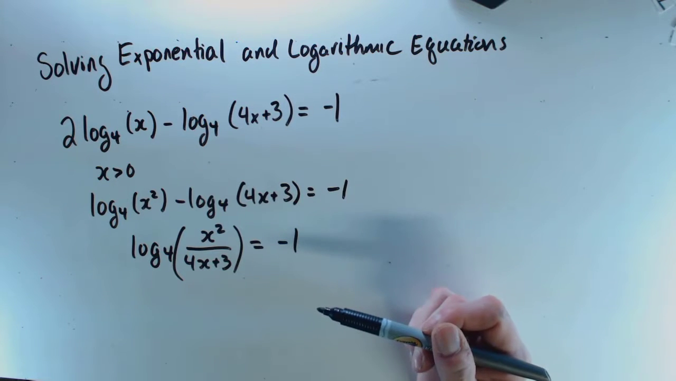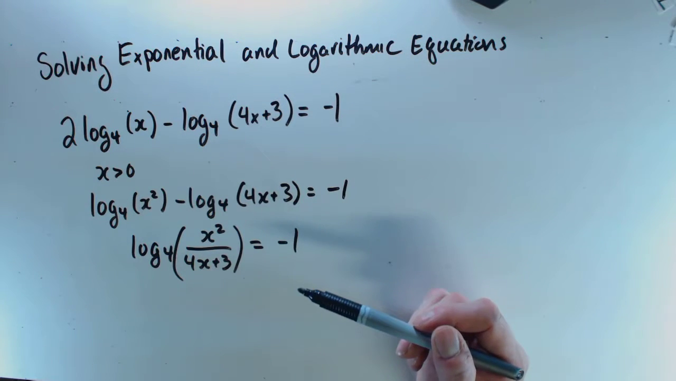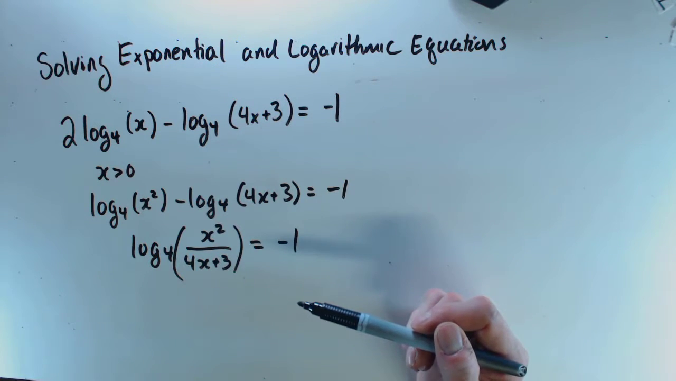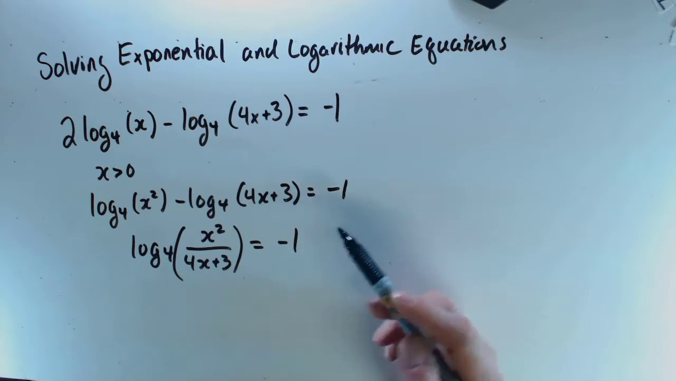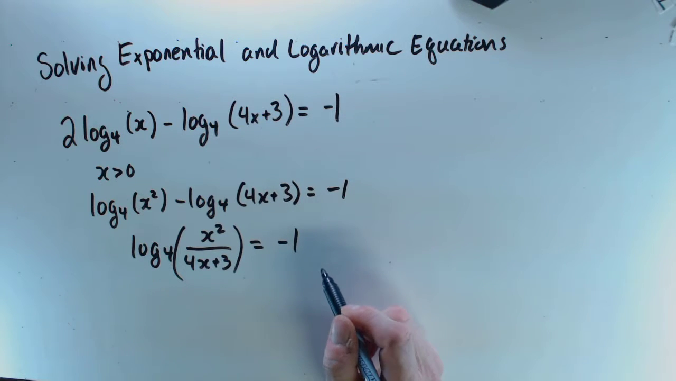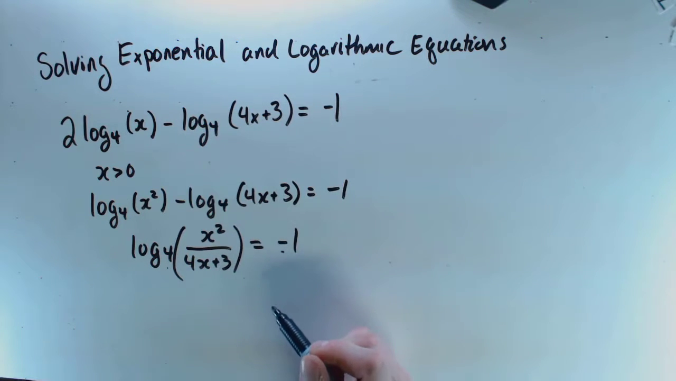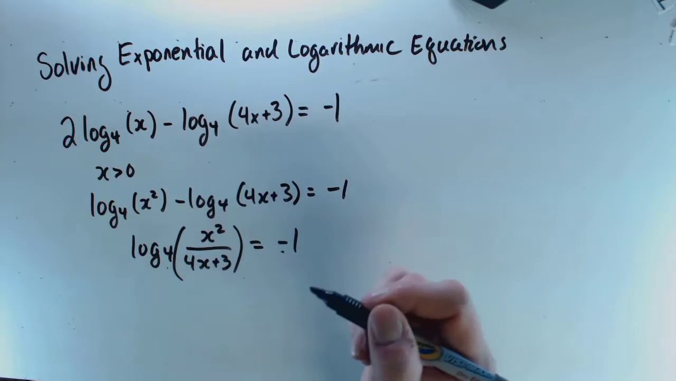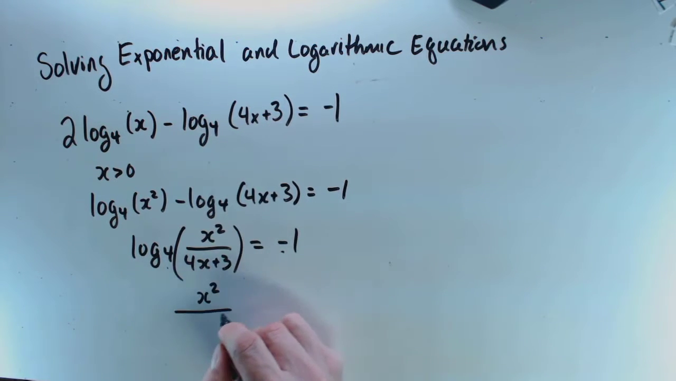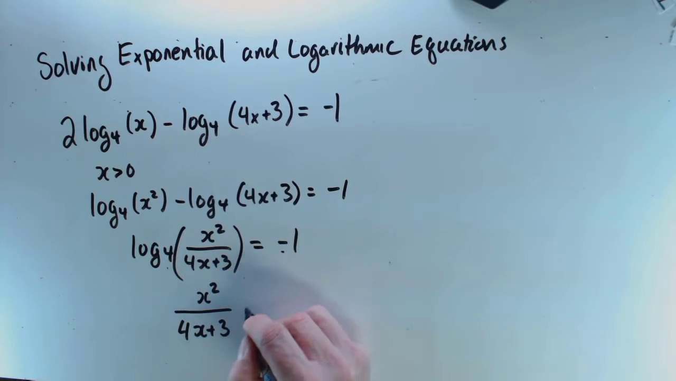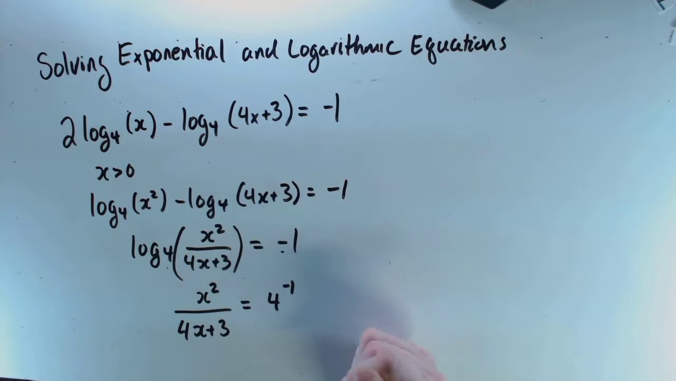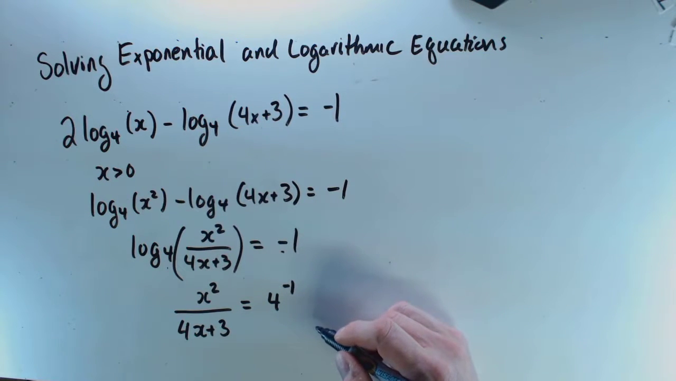Okay. Remember how I said solving logarithmic equations, often you have to turn it into exponential equations? Well, this is one of those situations. So I'm going to turn it into its equivalent exponential form. So this really means 4 to the exponent negative 1 is equal to x squared over 4x plus 3. And so here we go. Let's convert it to exponential form.